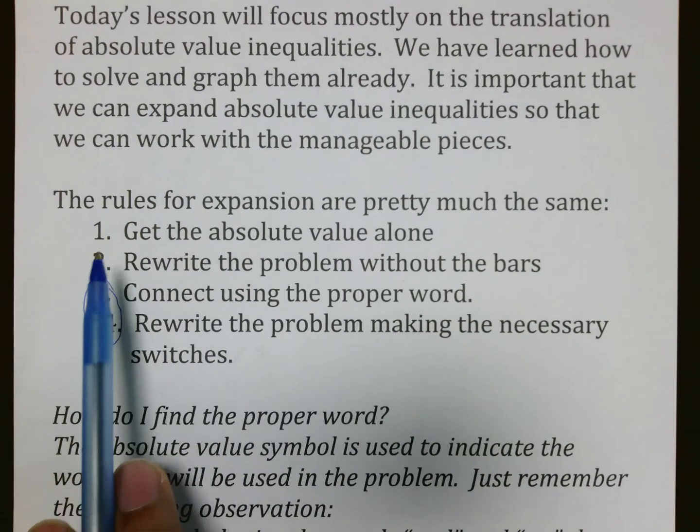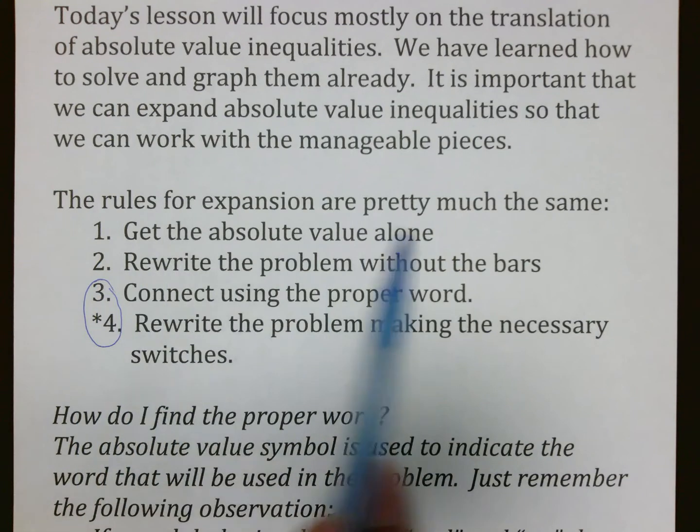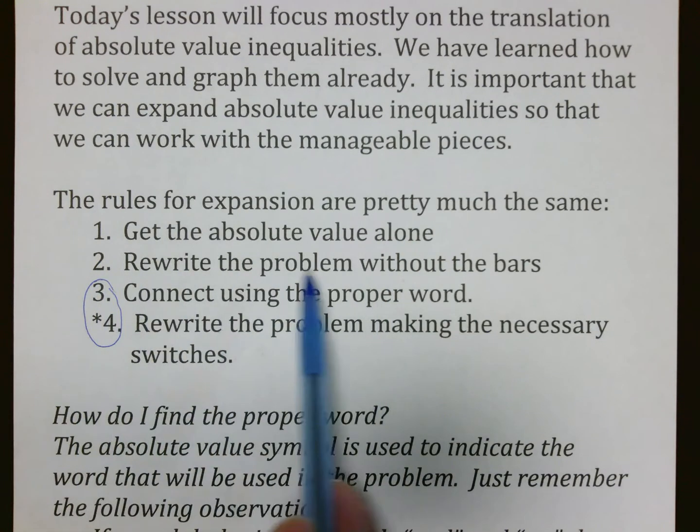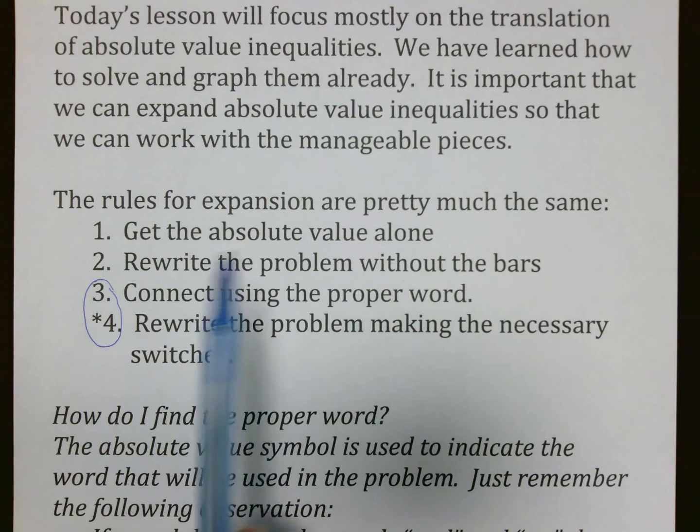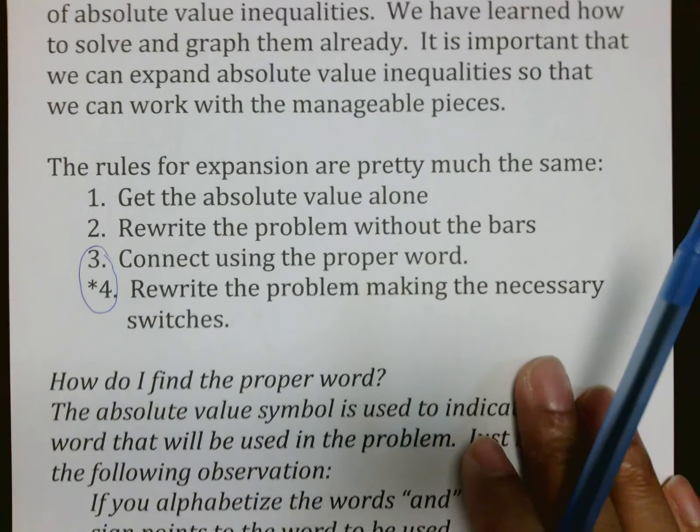If you dealt with absolute value equalities, and you know how to get the absolute value alone, and you know how to rewrite the problem without the bars, that is fine, and you know how to do all the other stuff. But it's going to be steps 3 and 4 that we focus on.